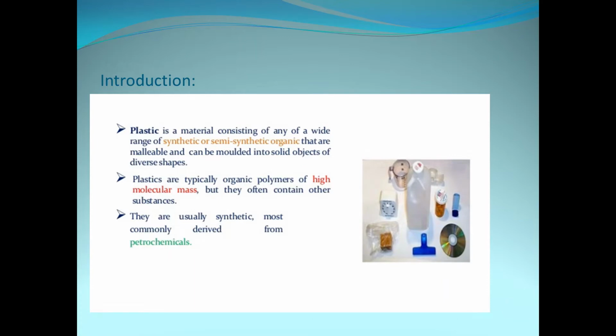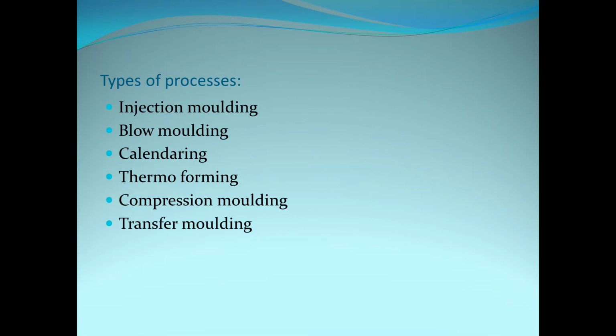We know the types of plastics: thermoplastics and thermosetting plastics. According to their structures, we also have addition polymerization and copolymerization, and so on. Examples of plastics are PVC, polyvinyl chloride, and polystyrene. These polymers are usually synthetic, most commonly derived from petrochemicals, which are nothing but petroleum chemicals.